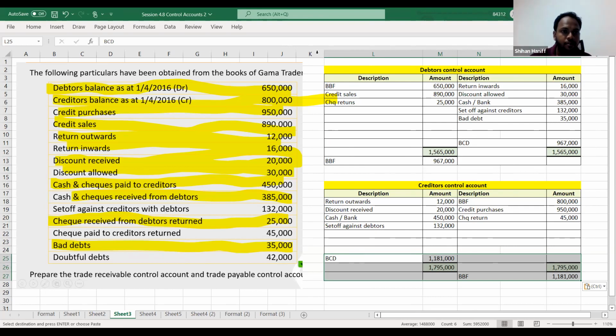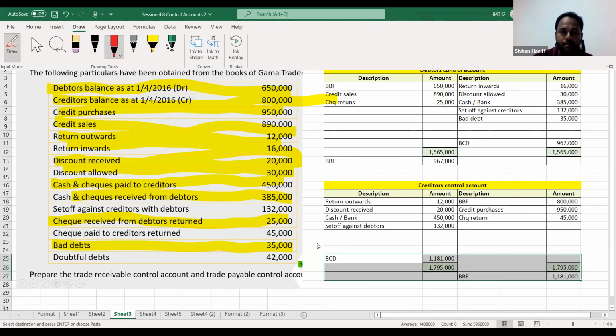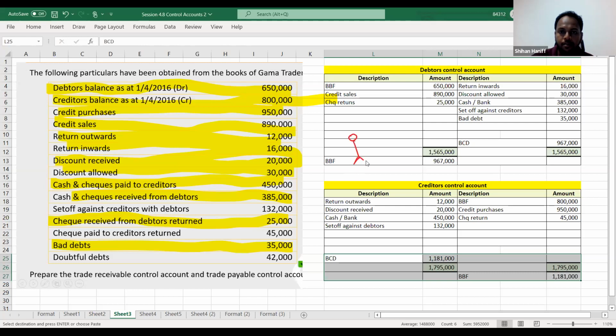Can you explain the set off part again? Now, set off part, let me explain. Now let's say there is a person, Mr. A. Now this is our business. We purchase from him 100,000. He's a supplier. We purchase raw materials from him, 100,000.